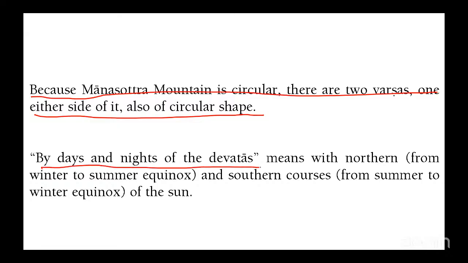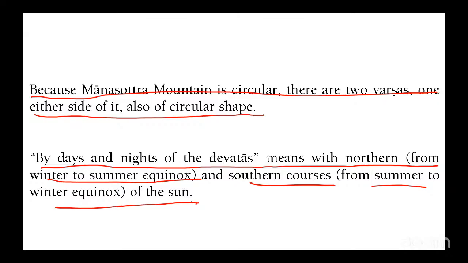By days and nights of the Devatas means with northern from winter to summer equinox and southern courses from summer to winter equinox of the sun. So this is Dakshinayan and Uttarayan.